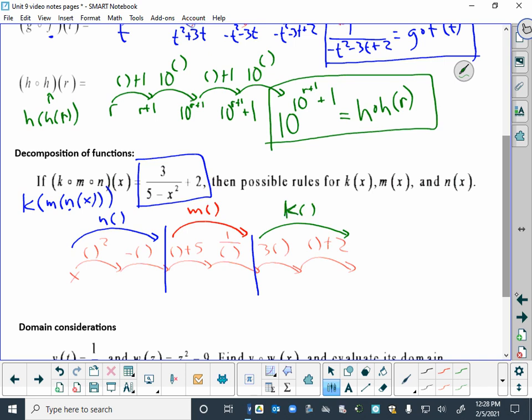Again, not the only way I could have done it. I could have made those 2 blue vertical bars anywhere that I want. So what are my functions? Well, k of x.